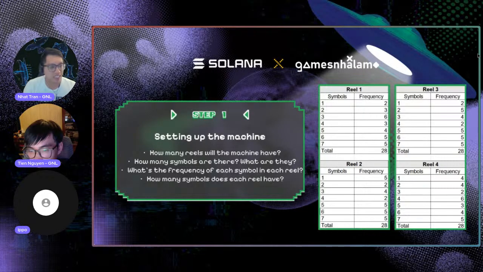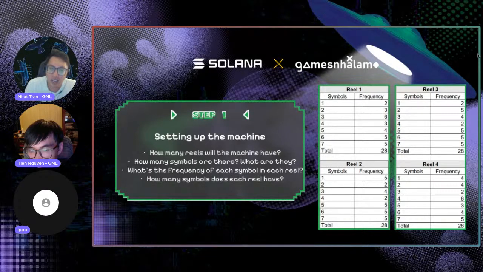And the next thing you want to ask is what is the frequency of each symbol in each reel, and how many symbols does each reel have? The thing about how many symbols each reel has is more about the physical slot machine, the one with the actual reel, because we have to spin the reel physically, right? So we have to make sure that each reel has an equal amount of symbols in it.